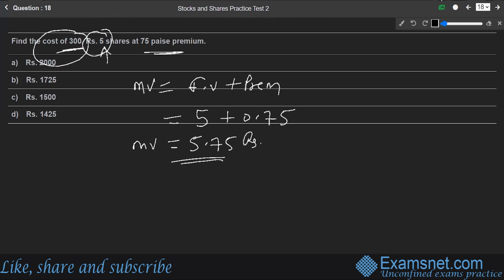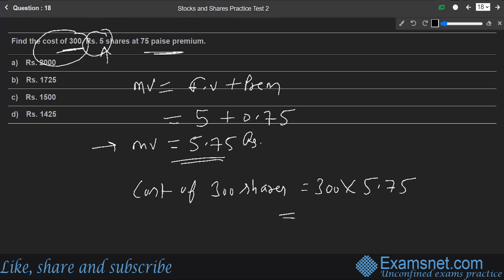Cost of 300. So he has purchased 300 such shares. So what will be the cost? If the cost of one share is 5.75, the cost of 300 such shares will be simply multiplication, 300 multiplied by 5.75. If we solve this, this simply comes out to be 1725 rupees. So that is the cost of 300 shares, which is available clearly in option number B, which becomes the right answer.